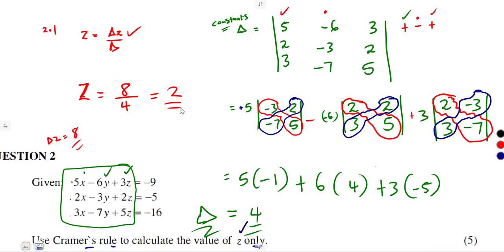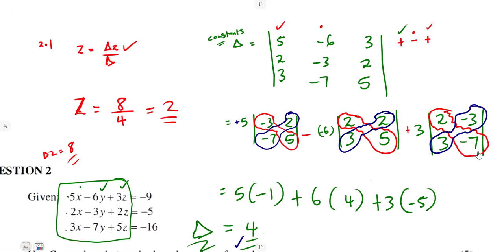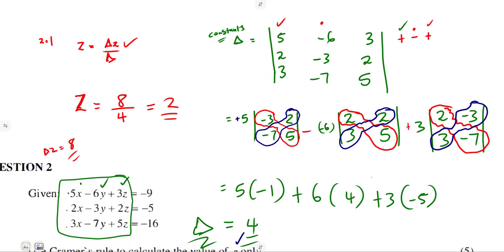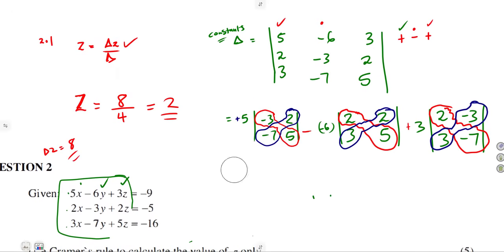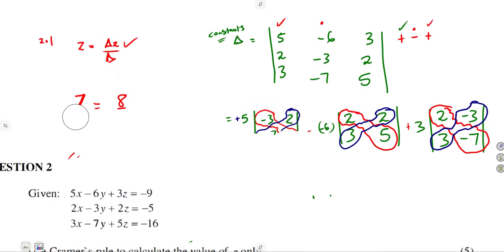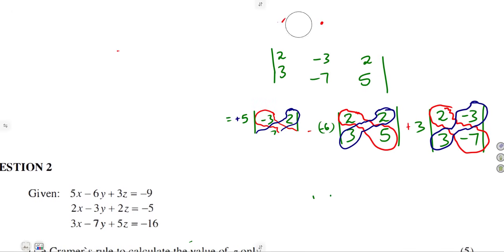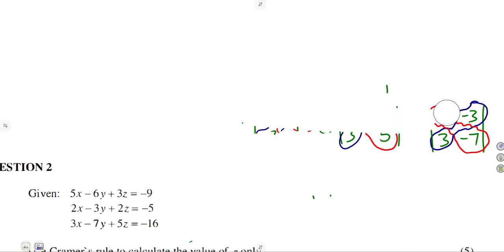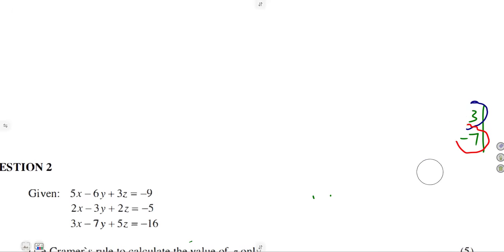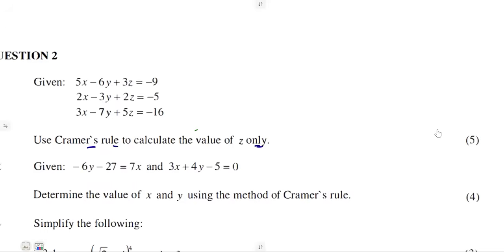They said z only. You are focusing on z only. Answer the question. Answer the question. Do not attempt x, y, there, everything. No, no, no, no. Answer the question. So that was it for 5 marks.